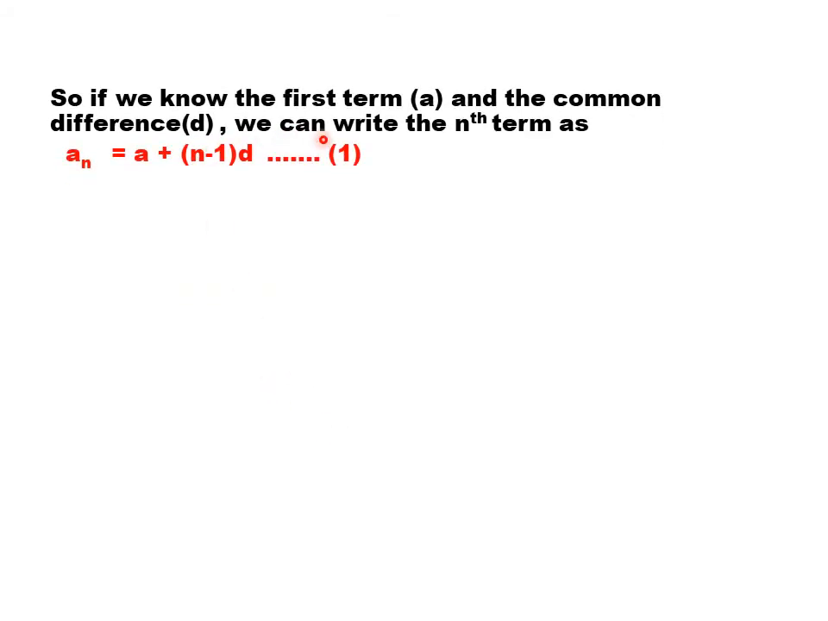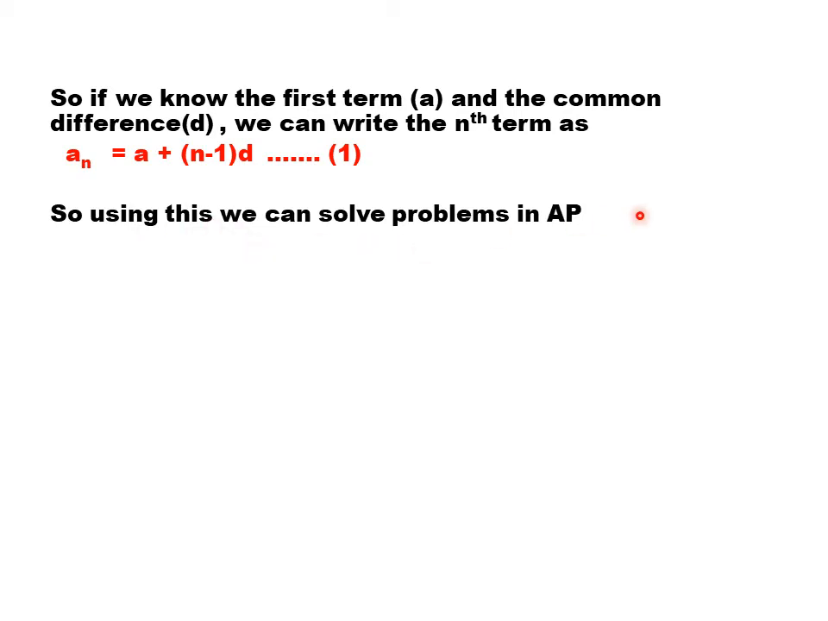So if you know the first term a and the common difference d, we can write the nth term as an equal to a plus n minus 1 into d. This we call it as equation number 1. Using this we can solve problems in AP.